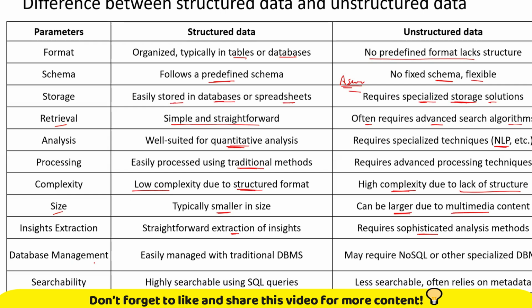Now, next is database management. We can use a traditional DBMS for structured data and manage it, but unstructured data may require NoSQL or some specialized DBMS. From a searchability point of view, structured data is highly searchable using SQL queries, but unstructured data is less searchable and often relies on metadata. And these are some of the examples: structured data like CSV files, spreadsheets, or databases, and unstructured data like text documents, email, images, and videos.